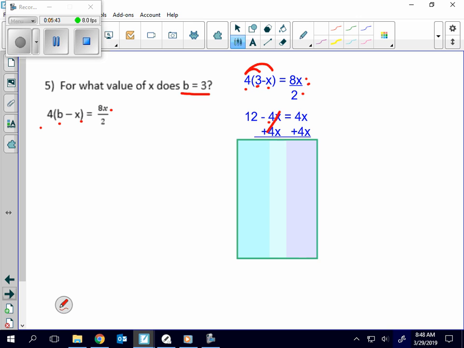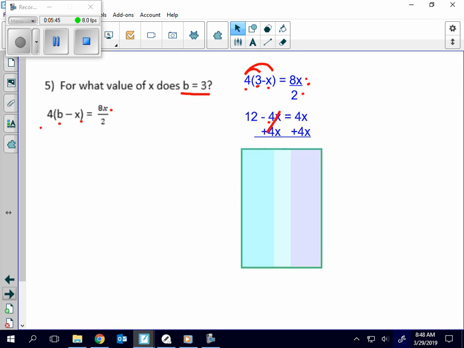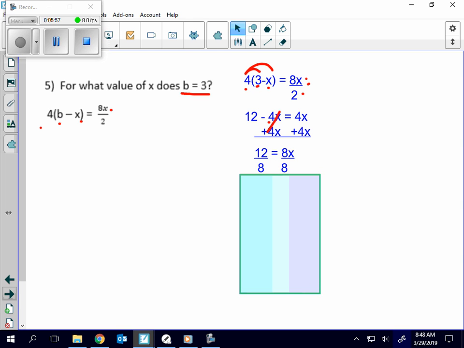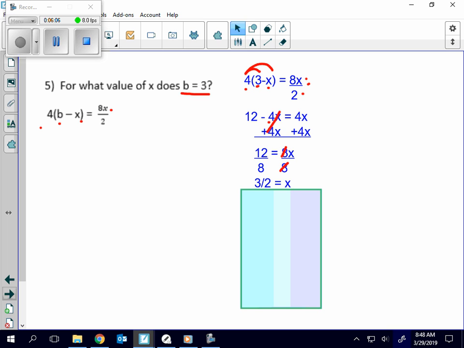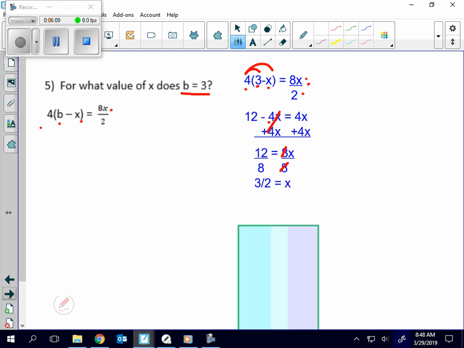Well, those two cancel as planned, and we're left with 12 equals 8x. X is almost alone. We will now get rid of the multiply by 8 by doing the opposite. The inverse would be to divide by 8, but we must do that to both sides. And when I cancel, and of course the plan was that 8 divided by 8 cancels, we get x equals 3/2. I can write that answer as x equals 1 and 1/2. I could also write that as x equals 1.5.